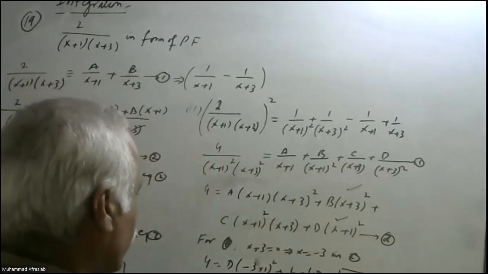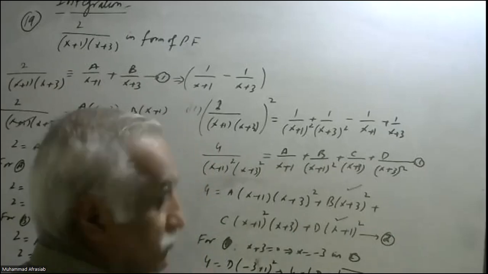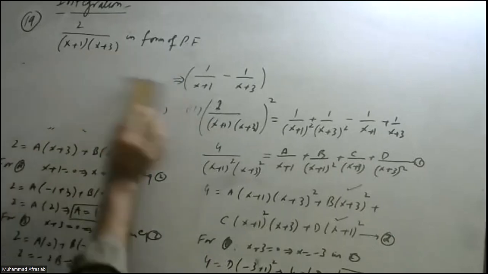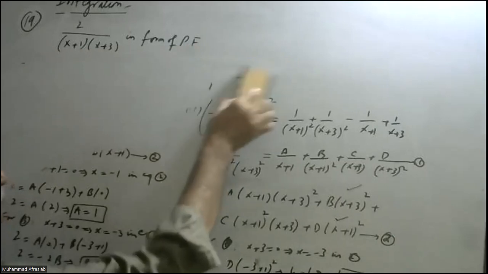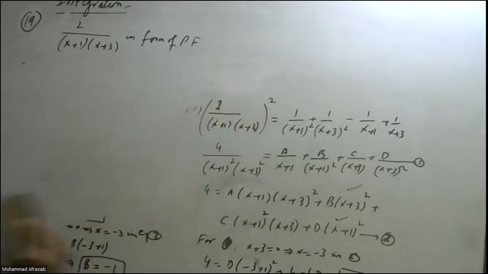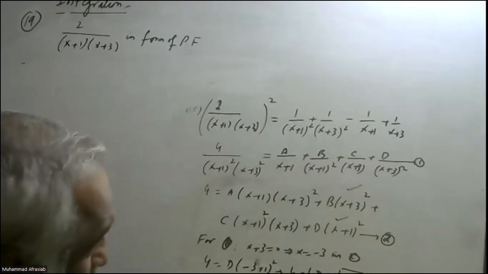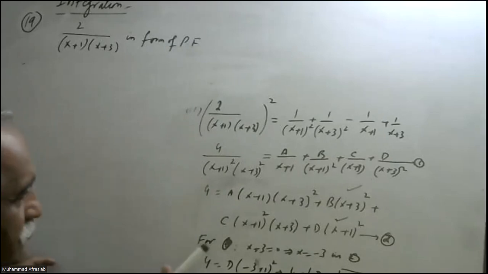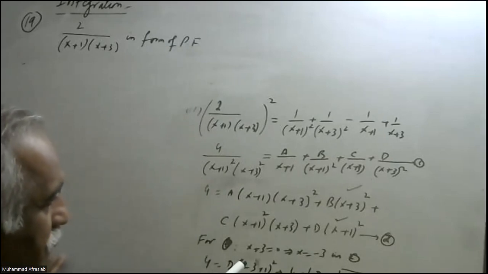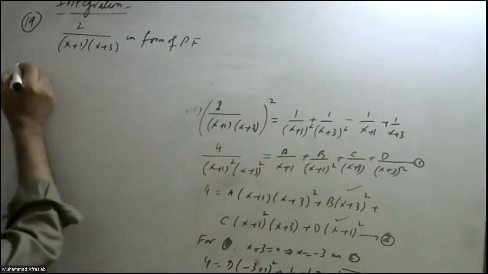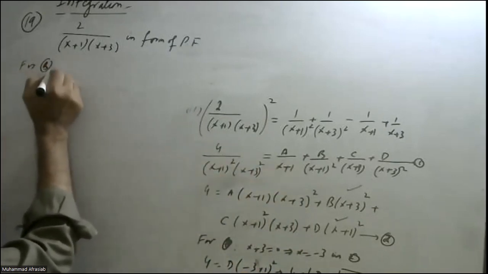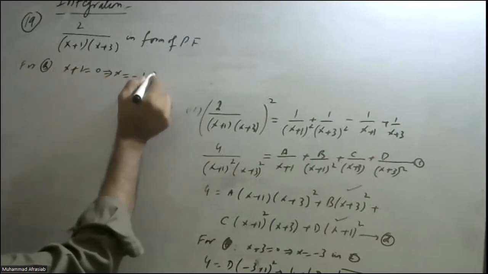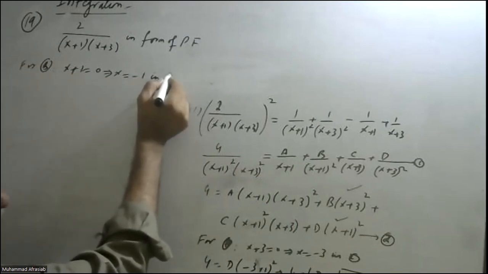Then we are going to put, for b value, x plus 1 equal to 0. This implies that x is equal to minus 1 in equation number 1.